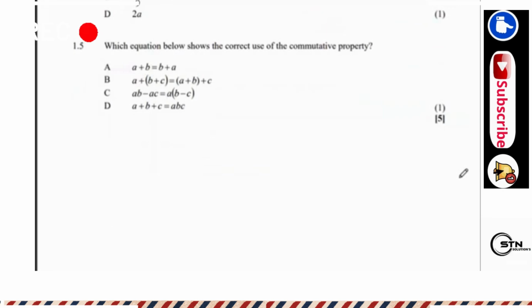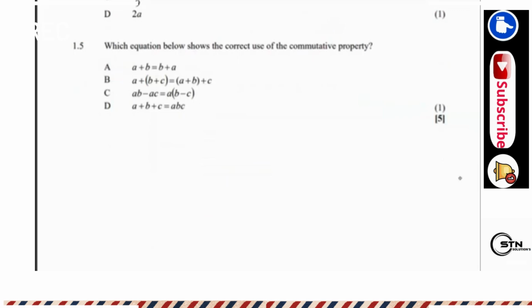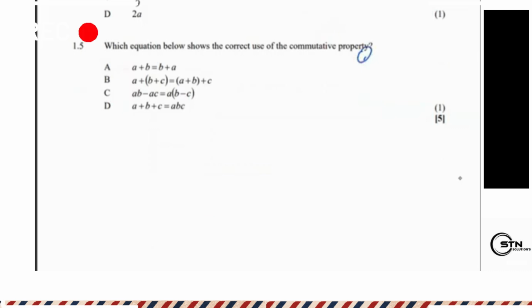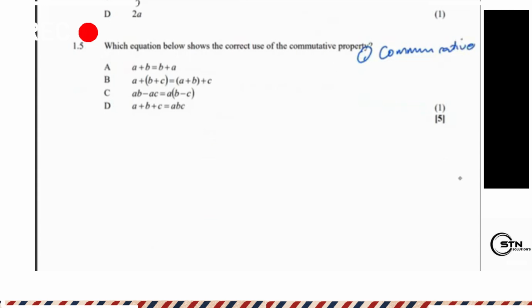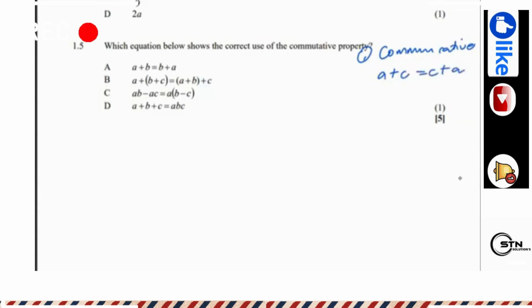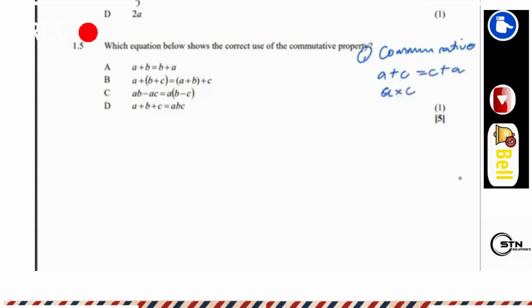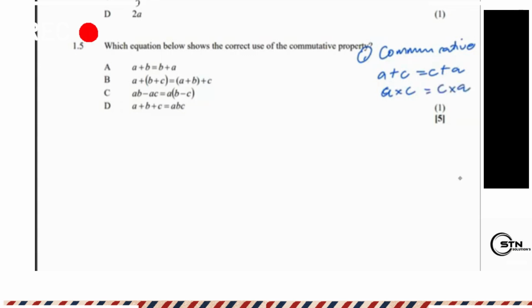And then now 1.5, which equation below shows the correct use of the commutative property? Now remember, we have 3 properties, okay? Number 1, we have the commutative. So commutative usually works with only 2 terms. Let's say a plus c is the same as c plus a. Or if you say a times c, it must be the same as c times a. The order of addition and multiplication does not matter.